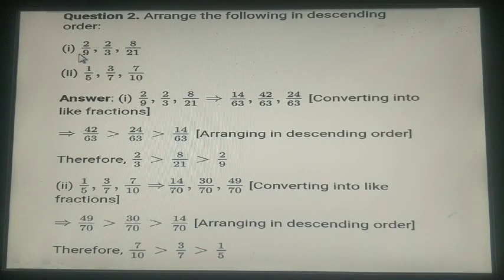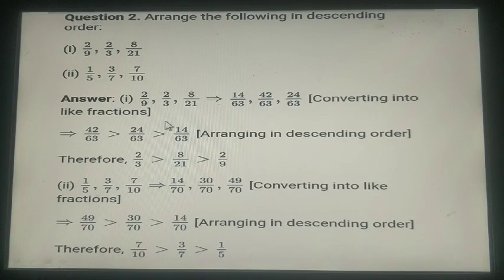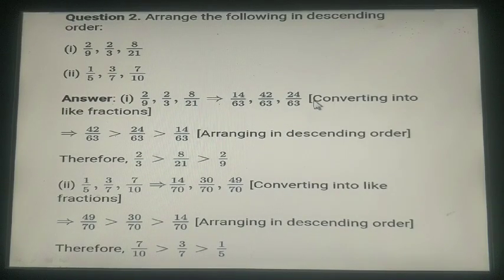Okay, so the LCM of 9, 3 and 21 is 63. So the first fraction 2 by 9 is to be converted with the denominator 63. So what you will do is 9 multiplied by 7 and 2 multiplied by 7. So you will get an equivalent fraction of 2 by 9 as 14 by 63. Similarly, 3 has to be made as 63. So for that you will multiply by 21. So 3 multiplied by 21 will give you 63 and 2 multiplied by 21 will give you 42. So your next equivalent fraction is 42 by 63.